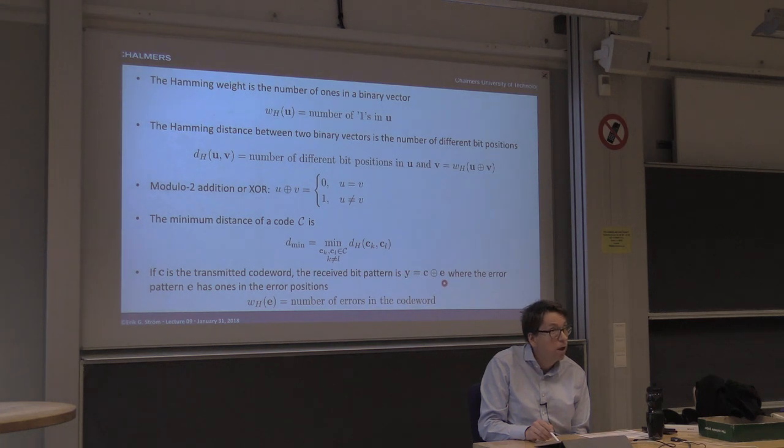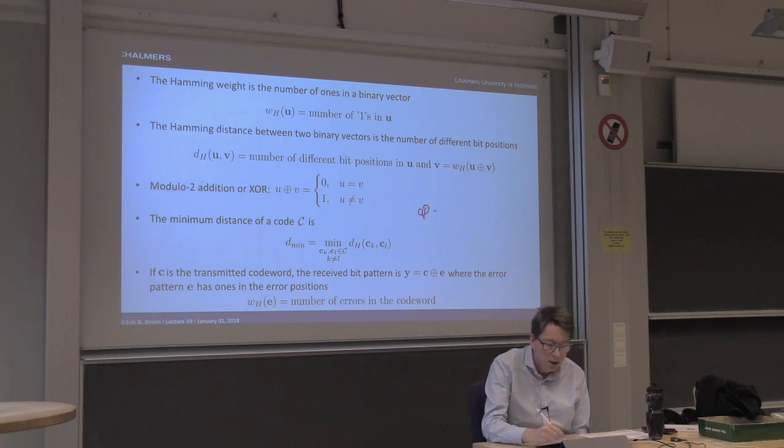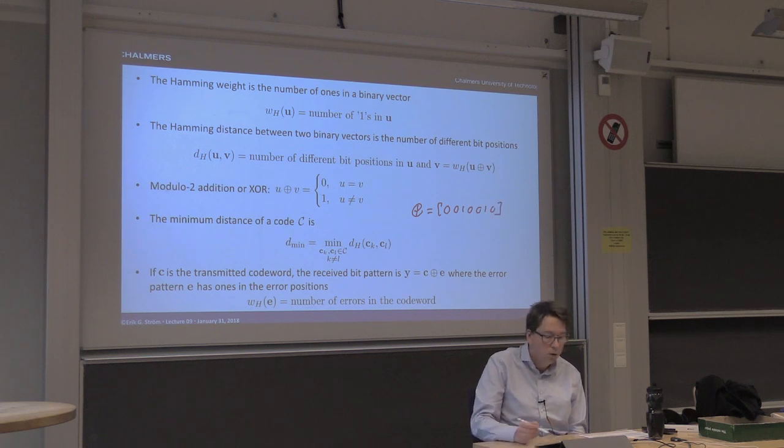So if C is the transmitted code word, then the received bits Y is what we transmitted plus an error pattern E. If the error pattern is 0, that's fine, because then C plus 0 is just C, and Y is equal to C, and there's no problem. But E here is the error pattern, and it has 1s in the positions where there are errors. So if E is equal to, say, 0, 0, 0, 1, 0, 0, 1, 0, it means that in total there are 2 errors in the transmitted code word, and they are in the 3rd position and in the 6th position. So it tells us both how many errors have occurred and where they are.